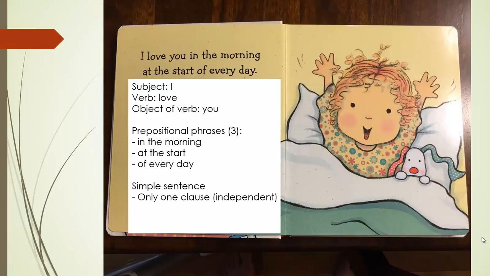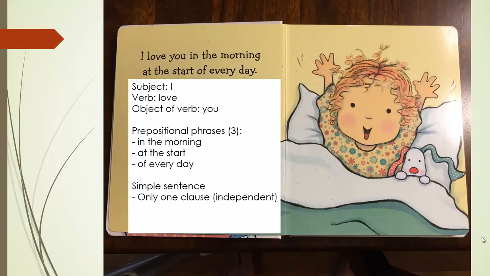In addition to the subject, verb, and object, we have 3 prepositional phrases. And we've talked about prepositional phrases before. They populate sentences all over the place. It's where we get a lot of our detail. So the prepositional phrases in this sentence are in the morning, at the start, and of every day. And just a brief reminder, a prepositional phrase starts with the preposition and ends with or has as its object a noun or a pronoun. So in, at, of, and their objects are morning, start, and day.